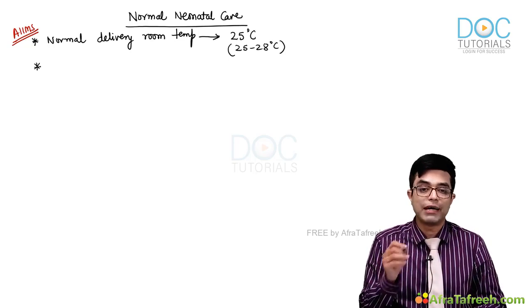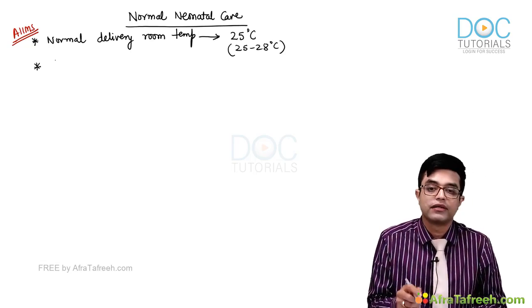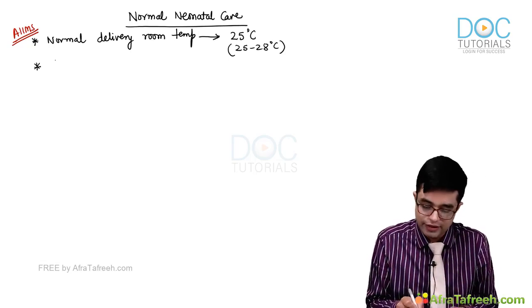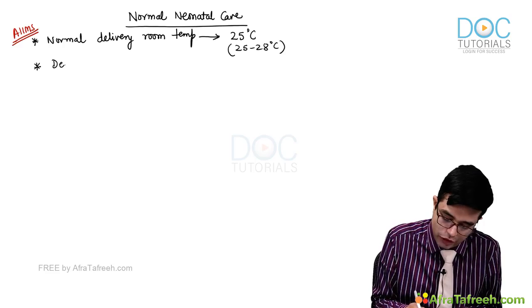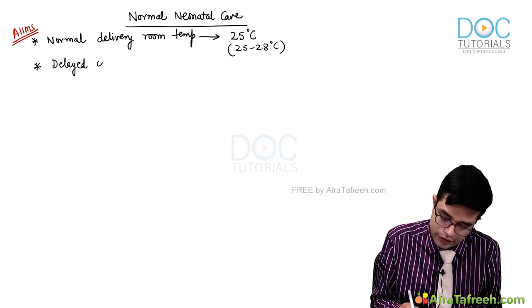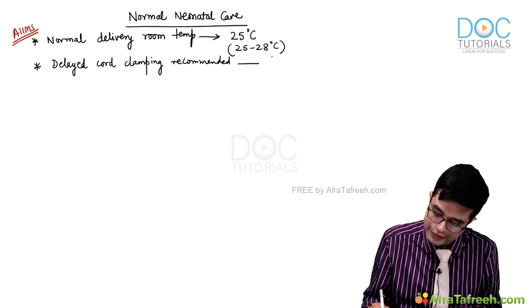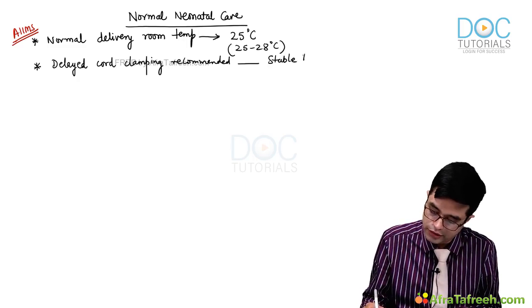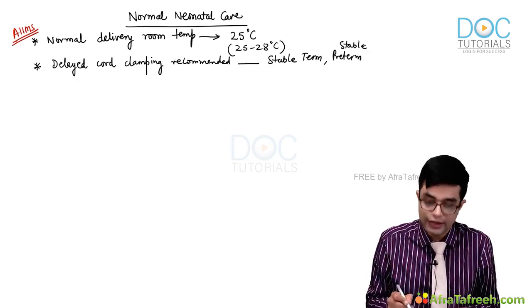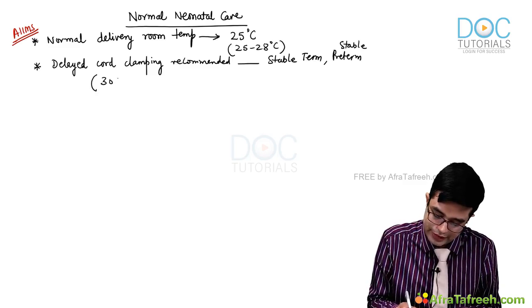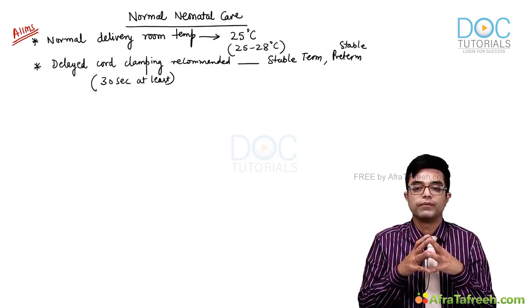you should do cord clamping. But what should be the cord clamping time? Early or late? So in a term neonate, we always go in for delayed cord clamping. So delayed cord clamping is recommended in all stable, the word is stable, term as well as preterm babies. Stable term and stable preterm babies. And how much do we delay? By at least 30 seconds. If they ask the range, it can be up to 60 seconds also.